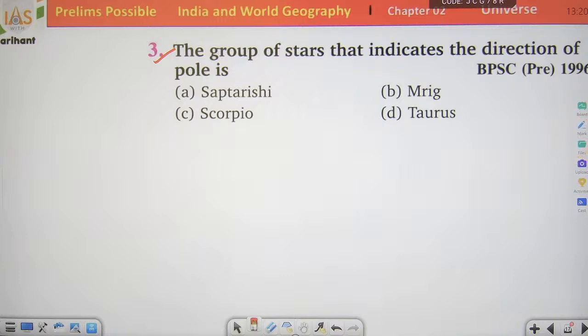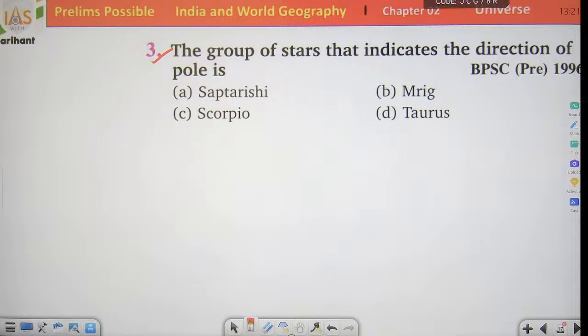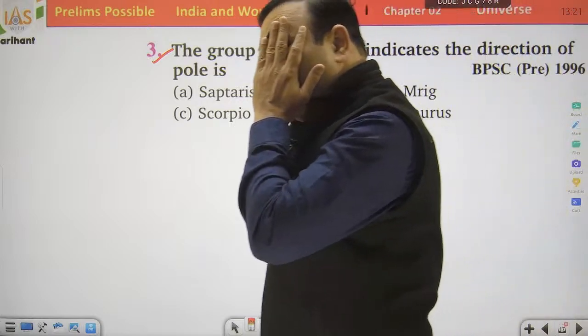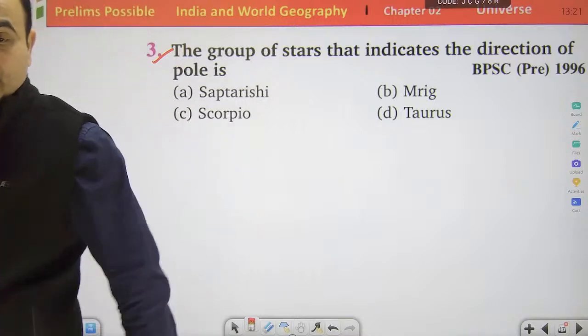Which of it is used for the indication of the direction? This question was asked in BPSC Prelims 1996.